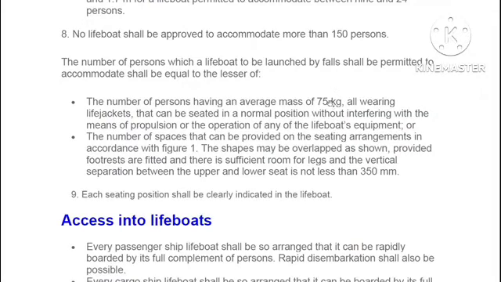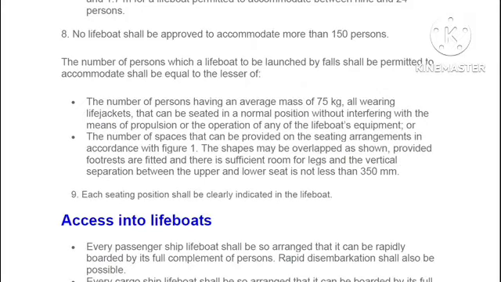All average mass is taken as 75 kg. All are wearing life jackets and can be seated in a normal position without interfering with the means of propulsion. So there should not be an interference with the means of propulsion on the lifeboat equipment. The number of spaces that can be provided on the seating arrangement is in accordance with the figure that we have shown you, and the space may be overlapped as shown. So if there is an interference, the space can be overlapped.